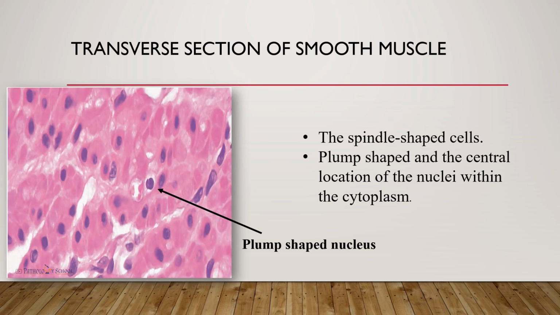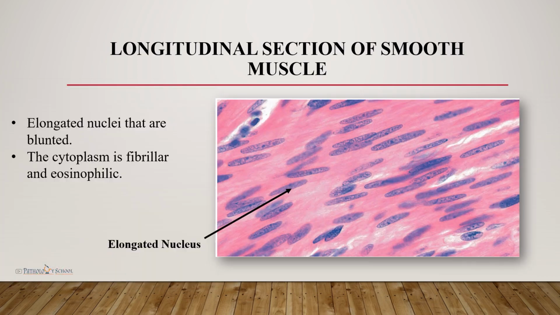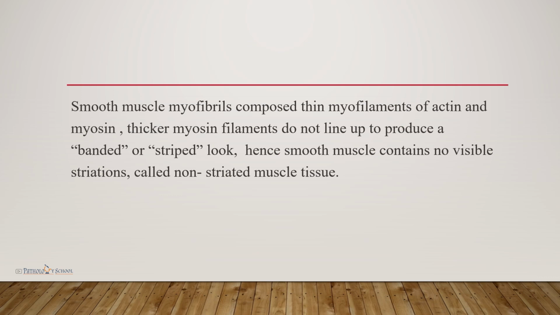In the transverse section, we can see the spindle-shaped cells, which have plump nuclei centrally located within the cytoplasm. In the longitudinal section of the smooth muscle, we can see the elongated nuclei with blunted ends. The cytoplasm is fibrillar and eosinophilic. The smooth muscle myofibril is composed of thin myofilaments of actin and myosin. The thicker myosin filaments do not line up to produce a banded or striped look. Hence, smooth muscle contains no visible striations and is not striated muscle tissue.